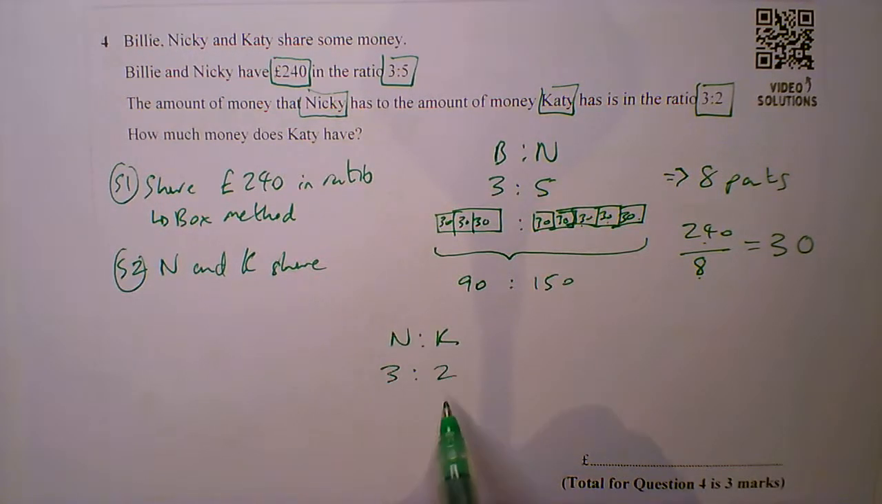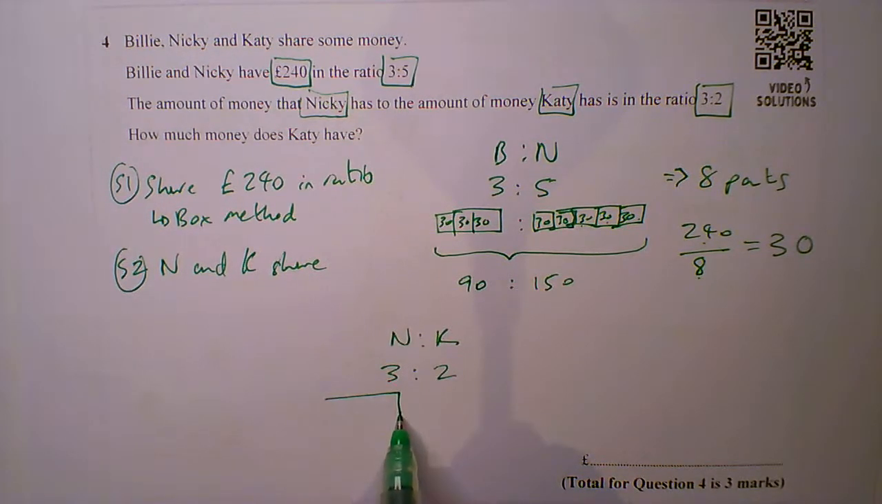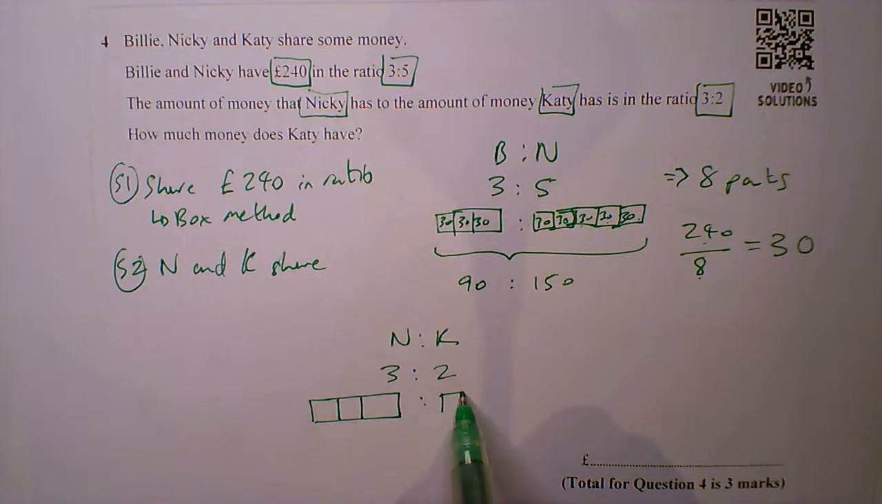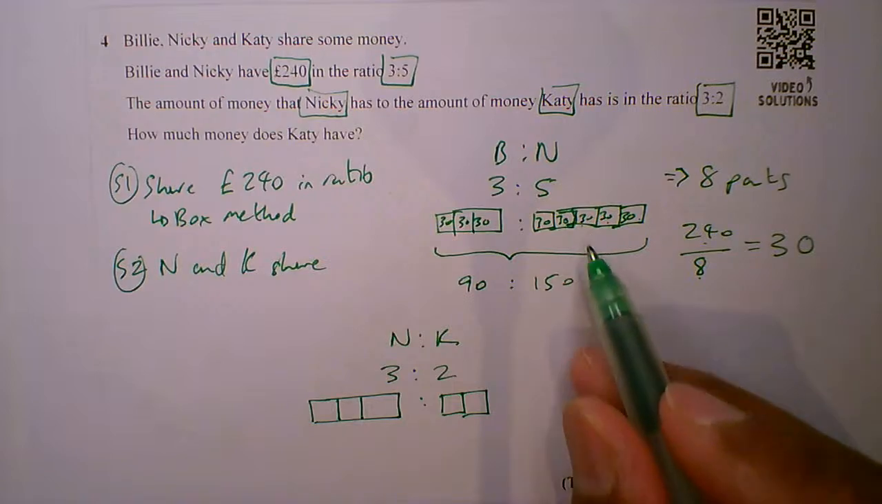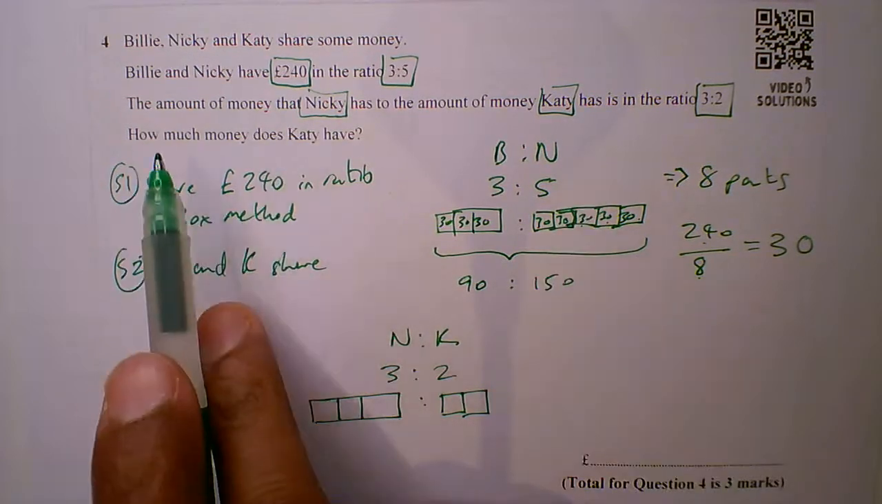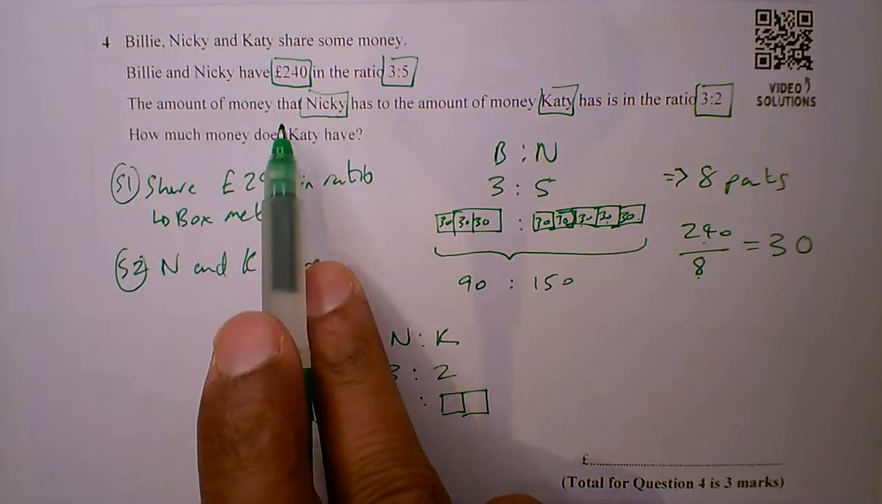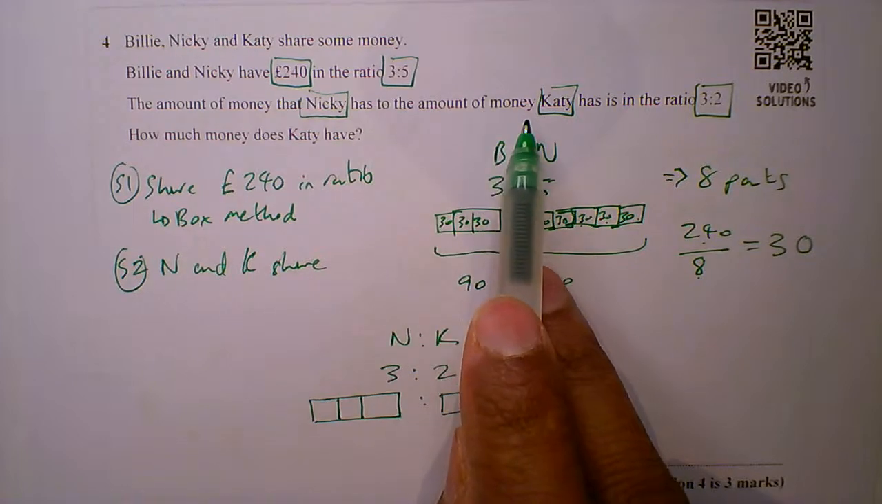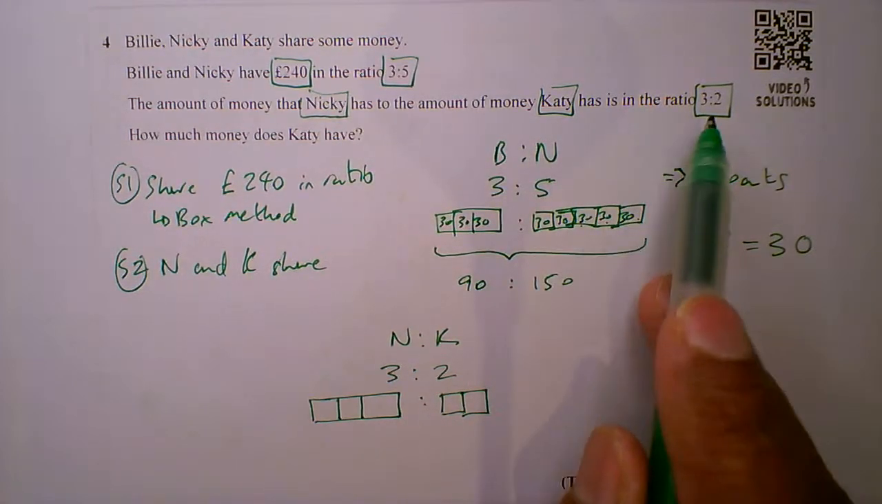Again, I'm going to use my box method. So 3 boxes for Nikki and 2 boxes for Katie. Now, these boxes are not the same because this is referring to Nikki. The amount of money Nikki has to the amount of money Katie has is in the ratio 3 to 2.